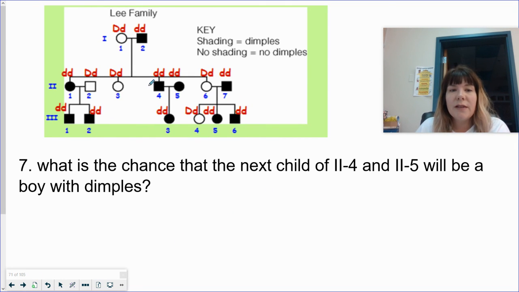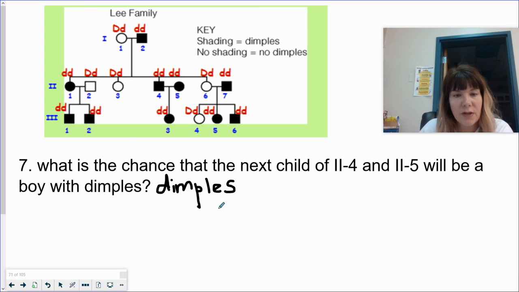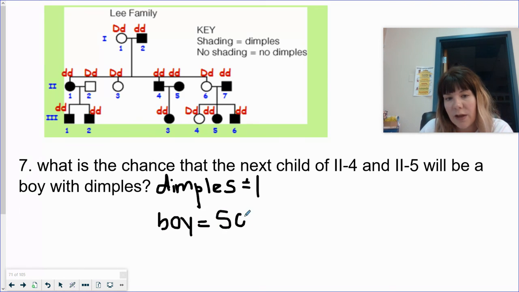All right, so again, it's asking this question here. What are the chances that these two individuals will have a boy with dimples? Okay, well, what is the chance that the next child will be a boy with dimples? Well, we know having dimples is a 100% chance because they only have recessive alleles. So dimples is 100%. That's a 1. Okay, but boy is 50% because they're either having a boy or a girl. So it kind of comes down to this is your answer.